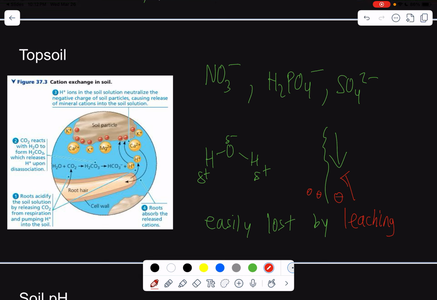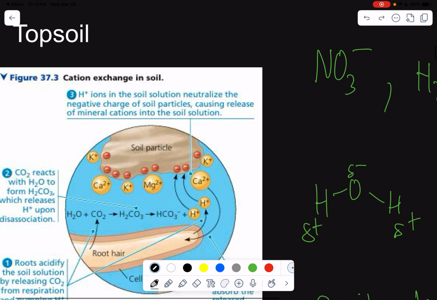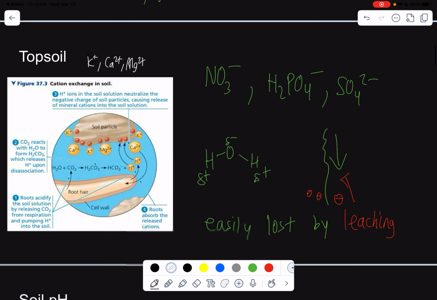So one thing about leaching is that it doesn't really happen to positive cations, because, like we said, soil particles are negatively charged. That means cations like K+, Ca2+, and Mg2+ are all attracted to these negative soil particles, and so they're not lost by leaching as easily as the negative nutrients. But roots don't absorb mineral cations directly from soil particles. They absorb them from the soil solution.